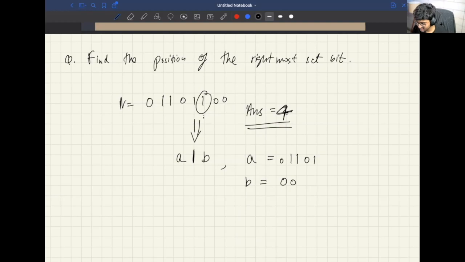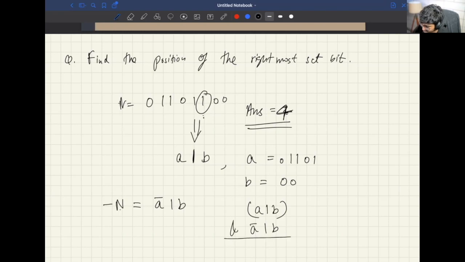Okay, you won't be able to solve this because we haven't learned about negative numbers yet. We'll learn about it later on, but just for now, if I take the negative of this number, negative n, that is basically going to give me A complement 1 B. So if I do the AND of these two numbers, A 1 B and A complement 1 B, the result is 0 0 1 and 0 0. That's the answer.